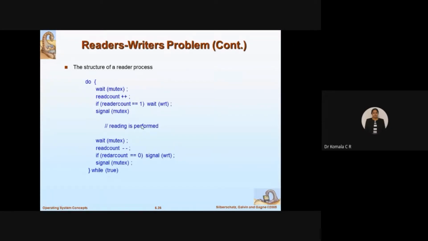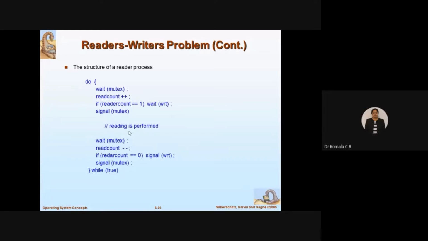One process is performing the read operation. What are the other processes doing then? The other processes I am keeping in the queue. Fine. So I'll go for read count minus this time. Again I'll check. This time I'll check for read count equal to 0, and instead of wait of write, I'll go for signal of write, and the same thing I'll take for signal of mutex.